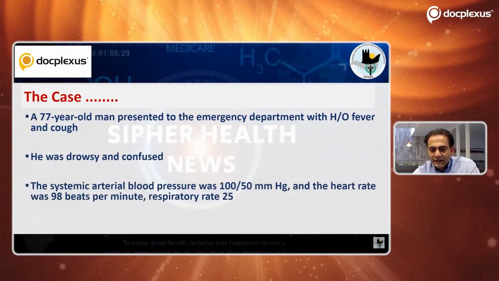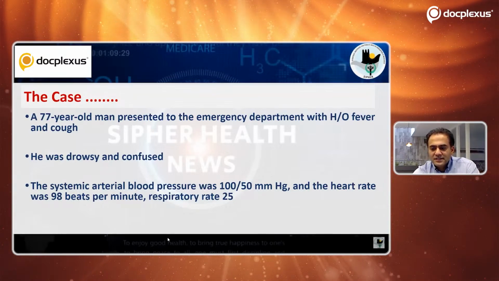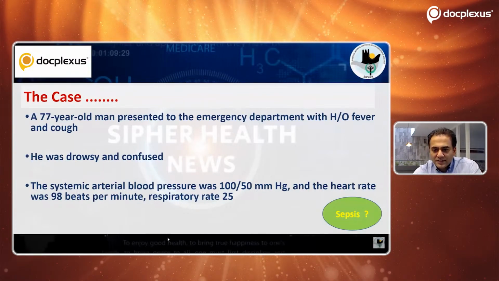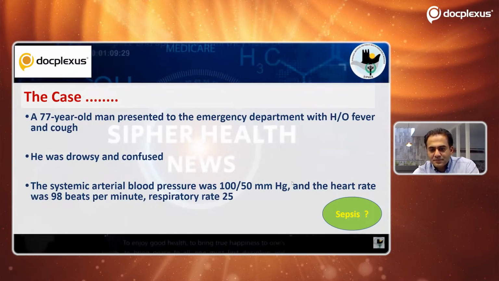The systemic arterial blood pressure is 100/50 and heart rate around 98 beats per minute, with a respiratory rate of 25. So can we say this patient is in sepsis? Is this sepsis or not? This we'll see in our presentation. So what are the definitions, what are the guidelines, how do we define sepsis, and how do we go about it.